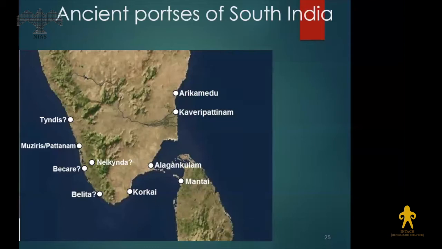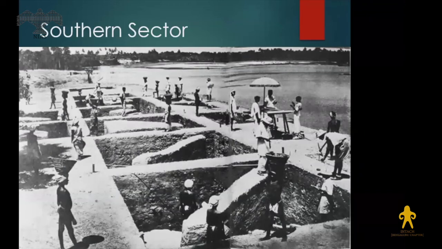So now we see a map of Tamil Nadu with the important port sites like Arikamedu, Kaveri Pumpattinam, Adahankulam, Korkai, and Pattanam. Pattanam, excavated by KCHR, is identified with Muziris. And the sites of Sindhis, Bekkare, Belita have not been identified. So what I am going to show now are images from the excavations, and that will help you to identify the archaeological or material characteristics of these urban centers. I'll just quickly go through because we don't have much time.